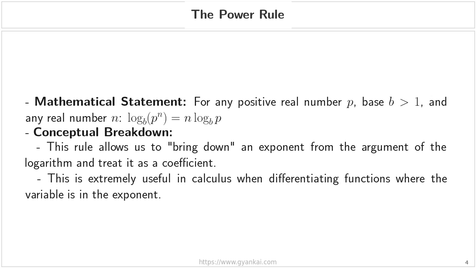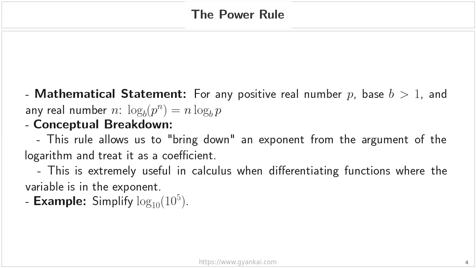To break this down conceptually, this rule essentially allows us to bring down an exponent from the argument of the logarithm and treat it as a coefficient multiplying the front of the expression. This is an extremely useful technique in calculus, particularly when we need to differentiate functions where the variable is located in the exponent. Let us apply this to a practical example.